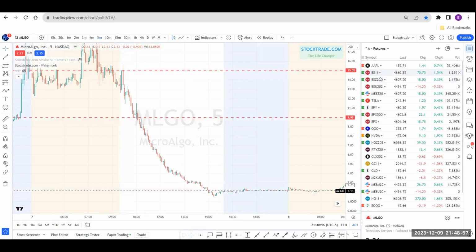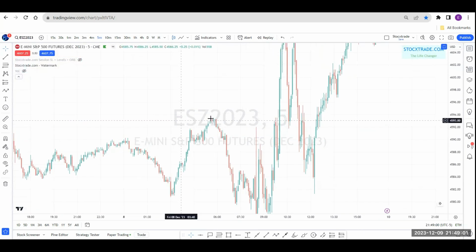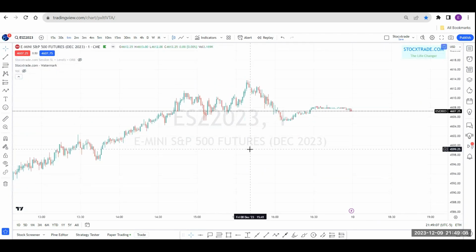Look, liquidity is in 4 places for you. Major swing high, major swing low, whatever the time frame you are looking at. Suppose I am looking at the 1 minute.